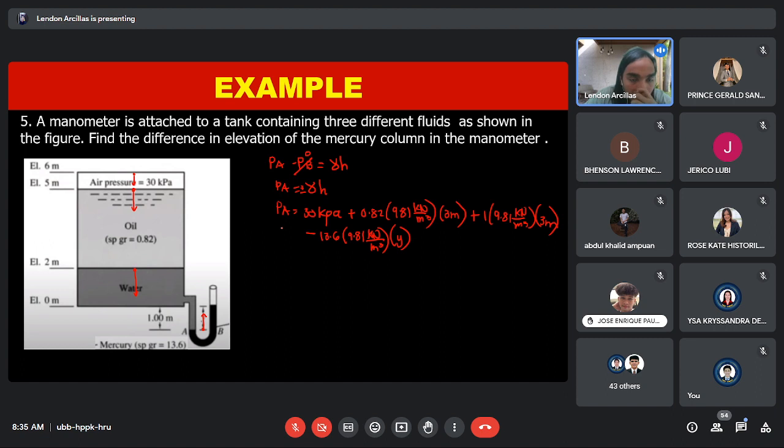So PA natin is yun yung total dito, yung PA. Ito na pala yung PA natin. Teka lang, paano to? So yung total pala ng PA natin is itong mismong positive minus na specific weights ng liquid times height. So, yun na pala yung hinahanap dito. So, equals 0. So, therefore, 30 kilopascal plus 0.82 times 9.81, since ito yung total ng pressure dito ay sa point A. Okay?